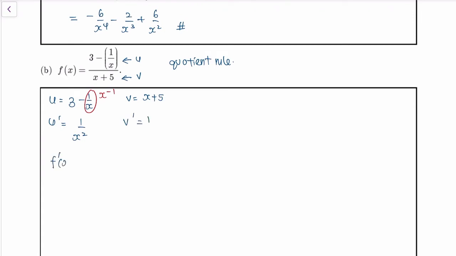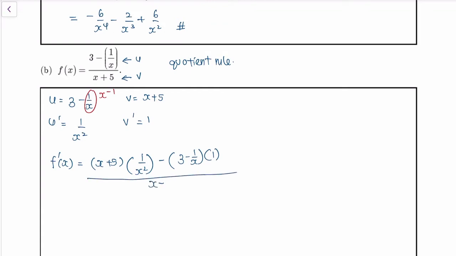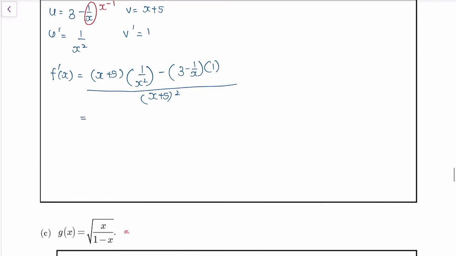Okay, masukkan dalam formula: v u prime minus u v prime over v squared. So, v u prime minus u v prime over v squared. Okay, so mana boleh simplify? Simplifikan x squared minus 3 plus 1 over x plus 5 squared.